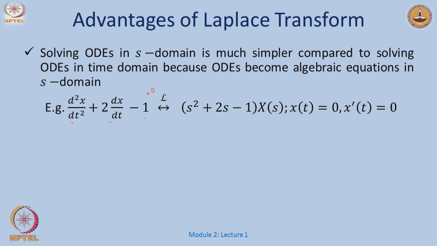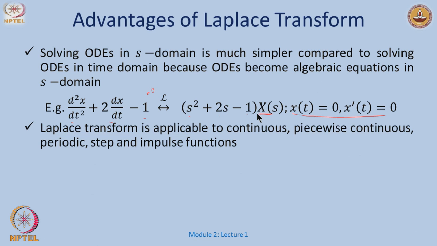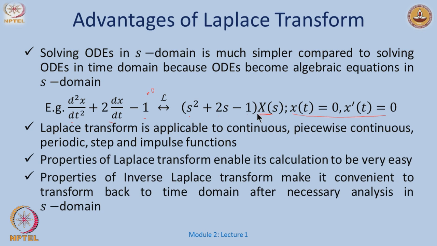Now, what does this expression become? By using those formulas for differentiation, it becomes s square plus 2s minus 1, all multiplied with x of s. This is under the assumption, just for simplicity, that the initial conditions are all 0. So, a differential equation is now transformed to a linear equation. I know very well how to solve linear equations, and this Laplace transform is applicable to lots of signals: continuous signals, piecewise continuous, periodic, step and impulse functions.